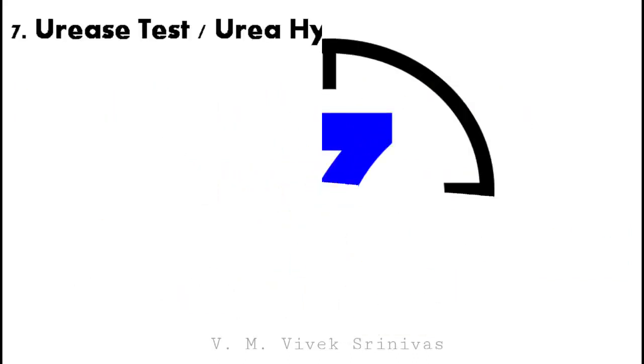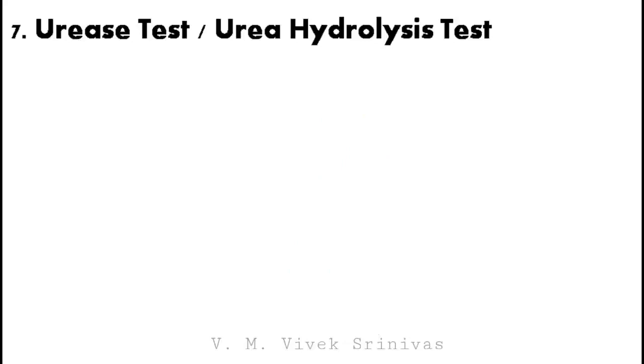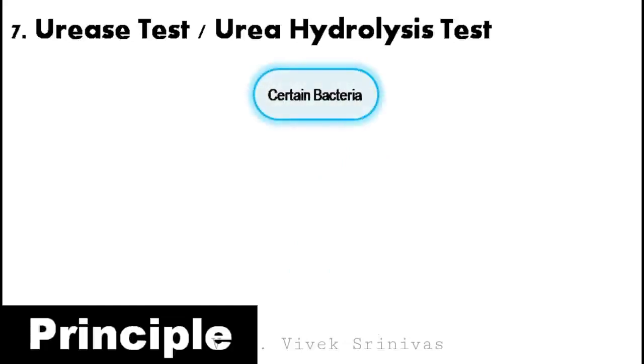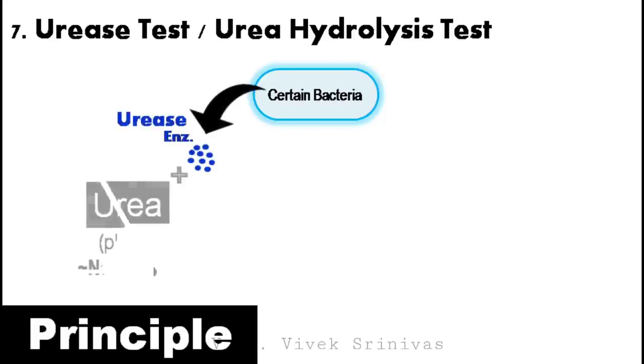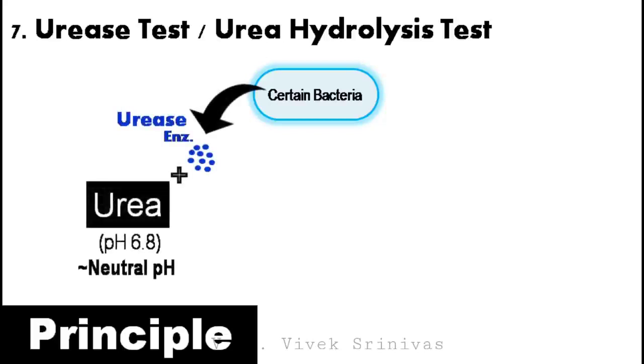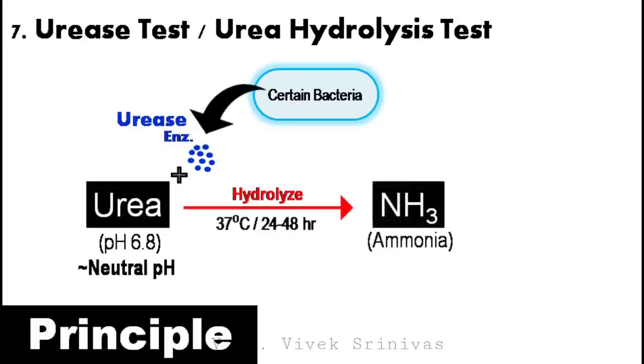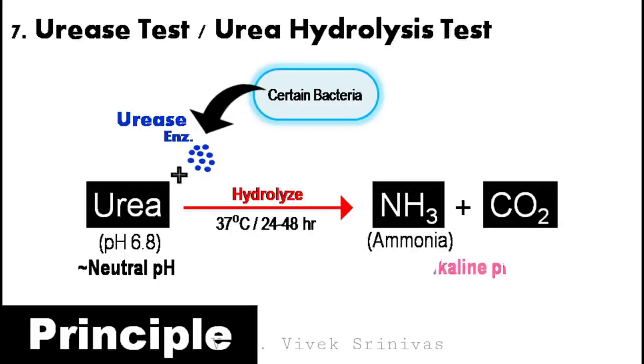Next, the urease test, also referred to as the urea hydrolysis test. The principle: certain bacteria produce the enzyme urease. This enzyme, in presence of the urea, is capable of hydrolyzing the urea to yield the ammonia and the carbon dioxide as the byproduct. This byproduct changes the pH to alkaline from the initial neutral pH. This is the principle behind the urease test.